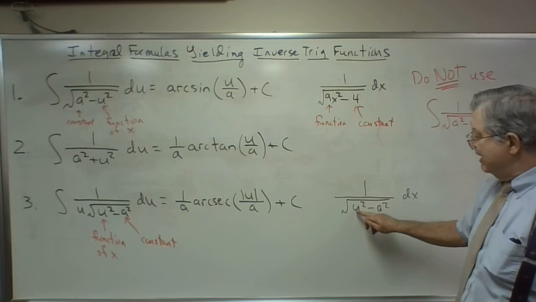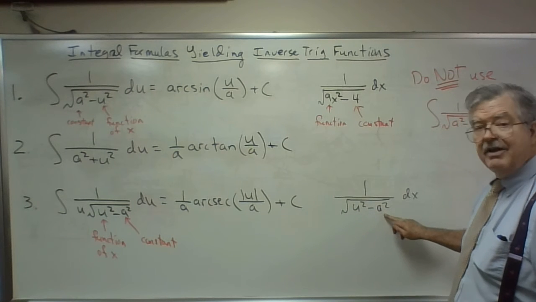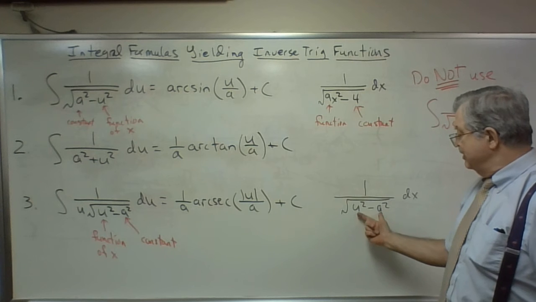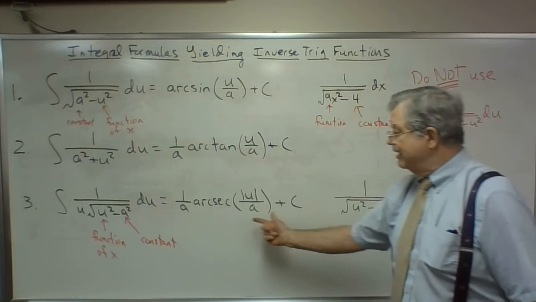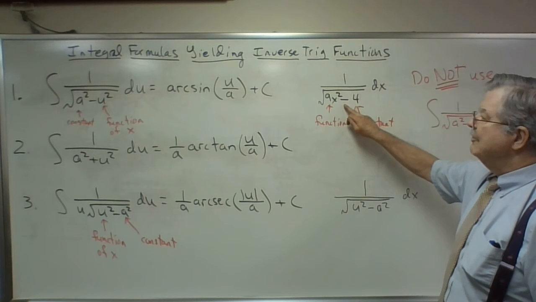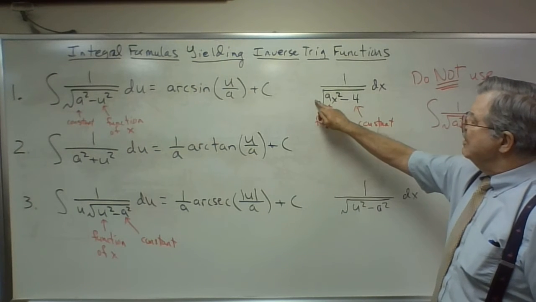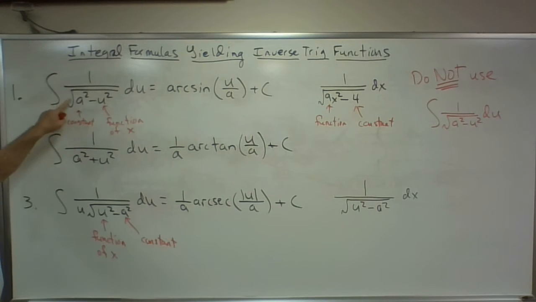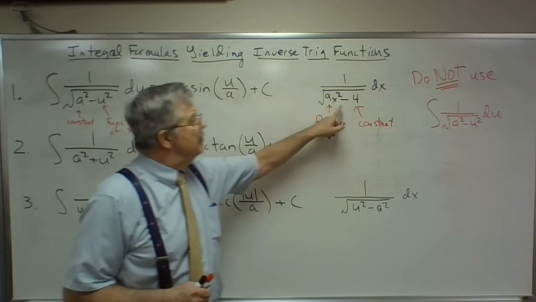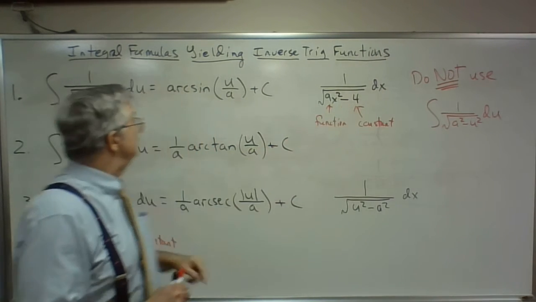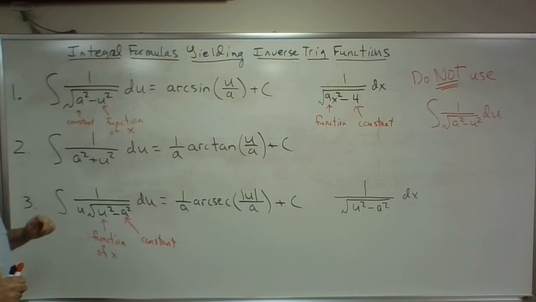Because under the radical, we have function minus constant. If we use one of these three formulas, it's going to have to be the one that gives us arc secant. We can't look at this and say, oh, you know what? There's no u out in front here, so we got to use this formula. If we have something like this, we cannot use this formula.